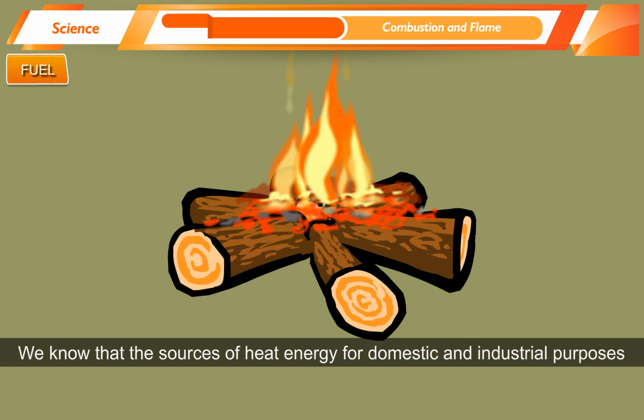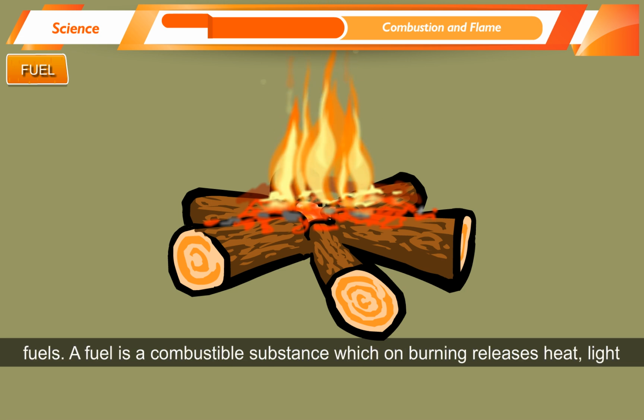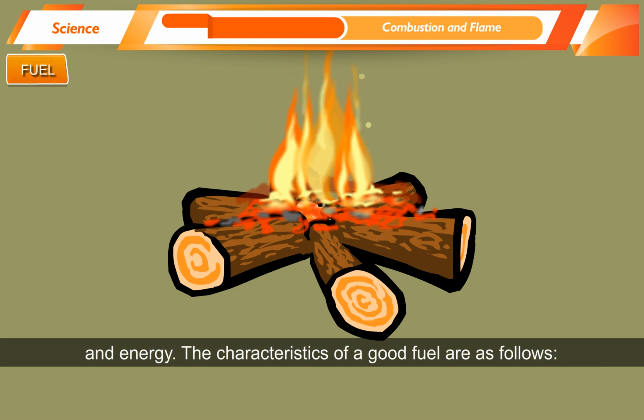Fuel. We know that the sources of heat energy for domestic and industrial purposes are mainly wood, charcoal, petrol, kerosene, etc. These substances are called fuels. A fuel is a combustible substance which on burning releases heat, light and energy.